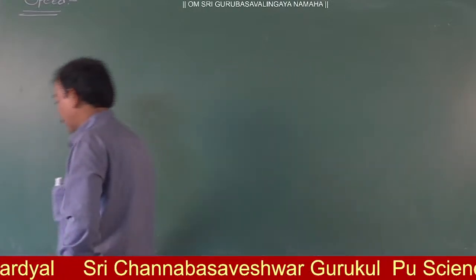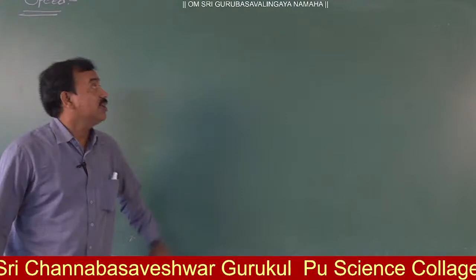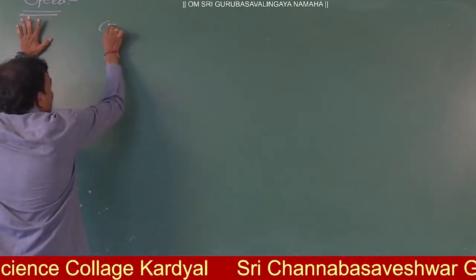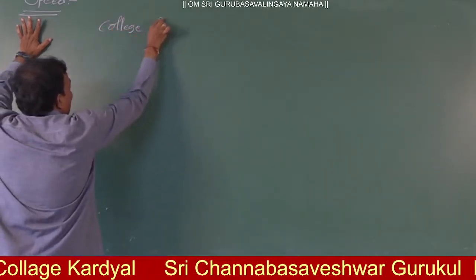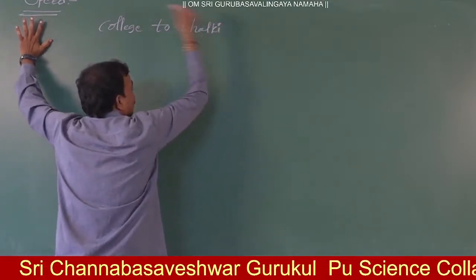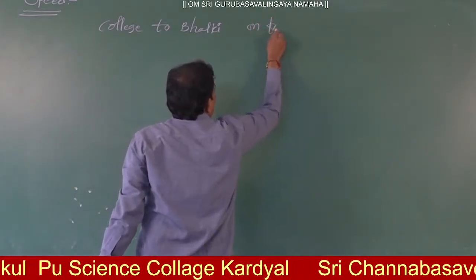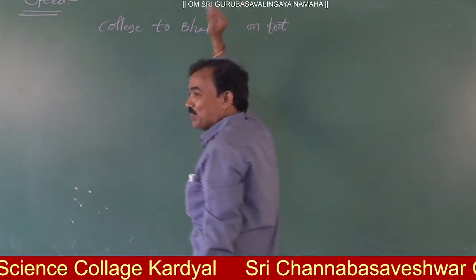One small example before I start this one. I will explain one example. One person is going from our campus, our college, to Balki. Okay, college to Balki, on foot. On foot means without any vehicles, just simply walking.